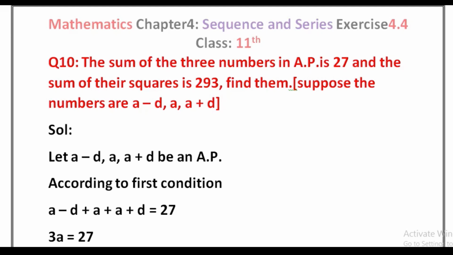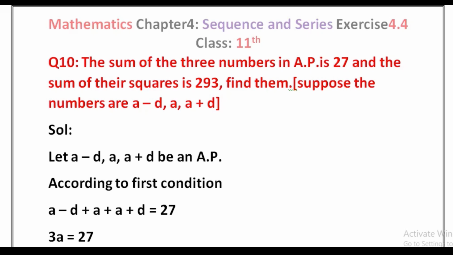In this lecture I will solve exercise number 4.4, question number 10, that is most important from the paper's point of view. So let's start. The sum of three numbers in arithmetic progression is 27 and the sum of their squares is 293. Find them.